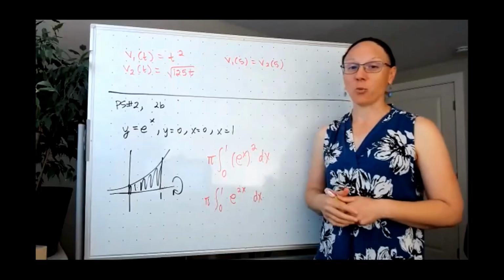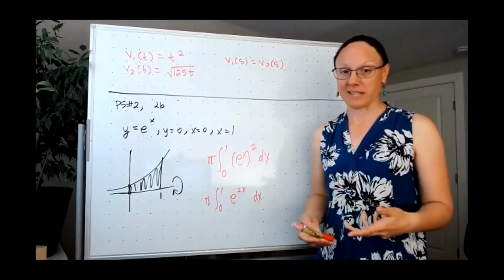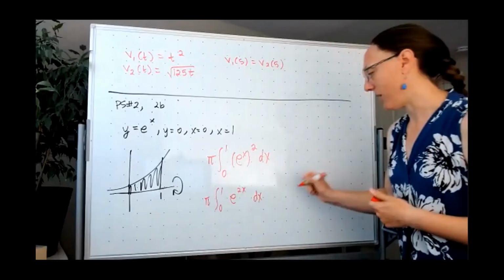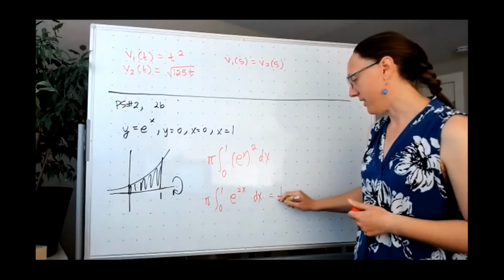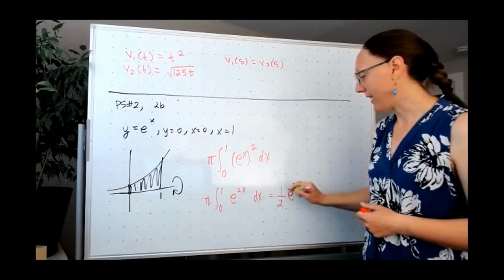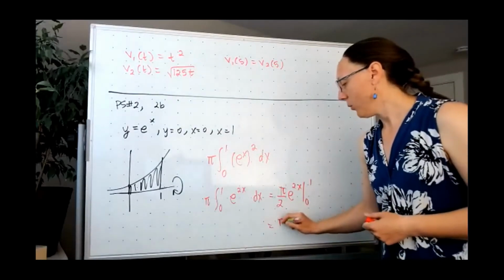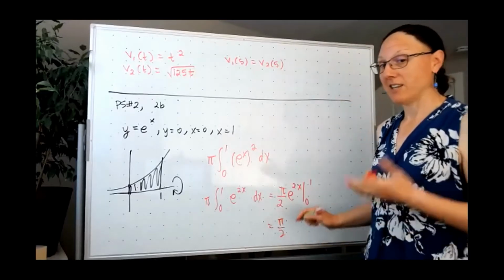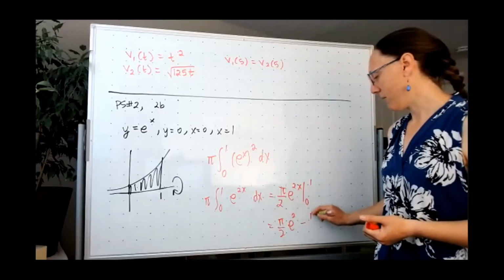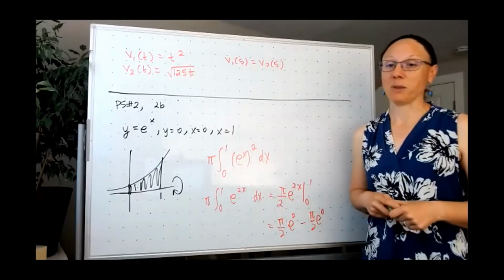This comes back to one of those integration basics that we had back in section 4.6. So when I'm integrating e to a constant times x, my answer becomes 1 over that constant times e to the constant times x. I don't want to lose my pi, so I'll go ahead and put it on top. And then we're evaluating from 0 to 1. We already know that we do not have to simplify this. So I'm just going to leave this as pi over 2 e to the 2 minus pi over 2 e to the 0. If you want, you could take the e to the 0 and replace that with a 1.